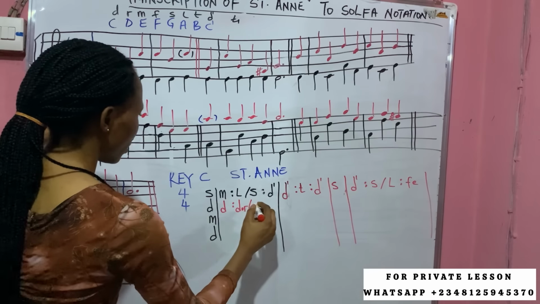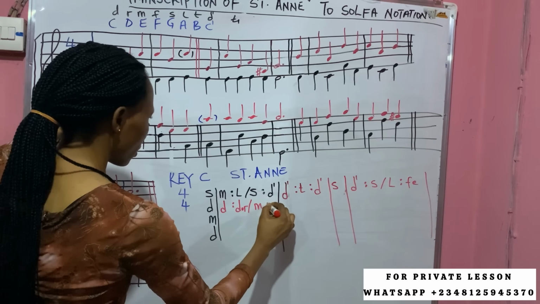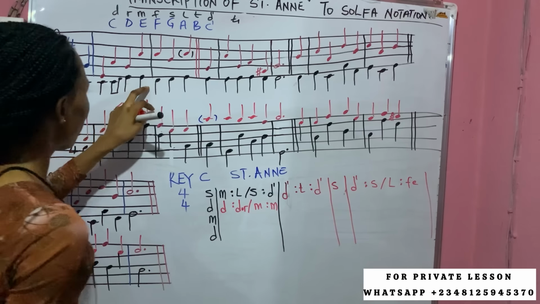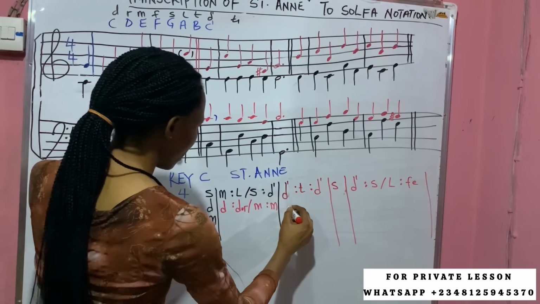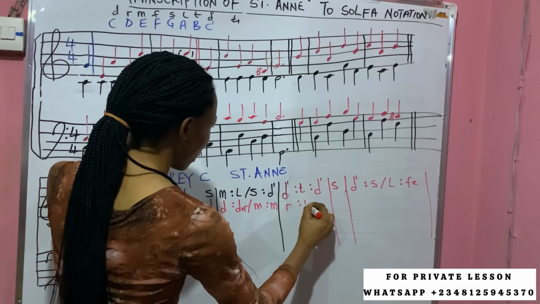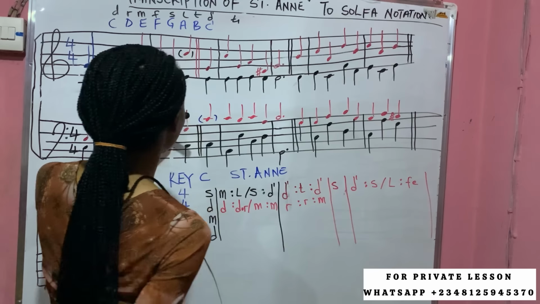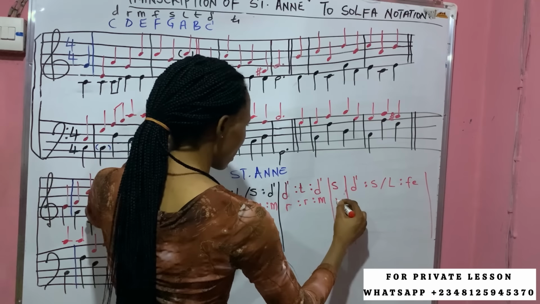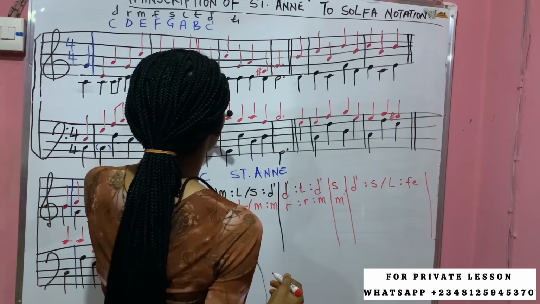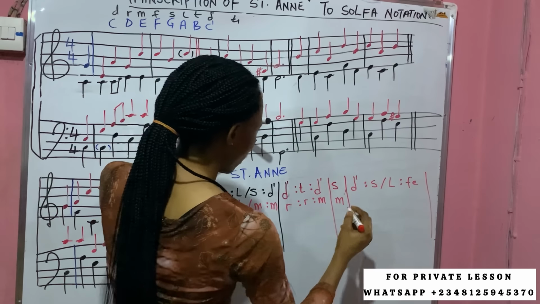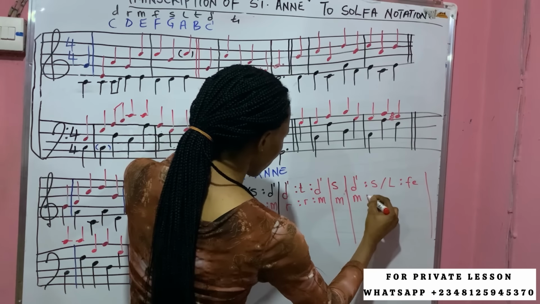And we have E is Mi, and we have Mi again. And we have D is Re, right? So Re, and we have E is Mi, and we have here, and we have Mi, and Re, D, right?